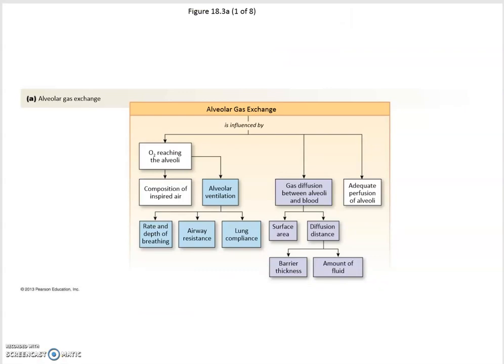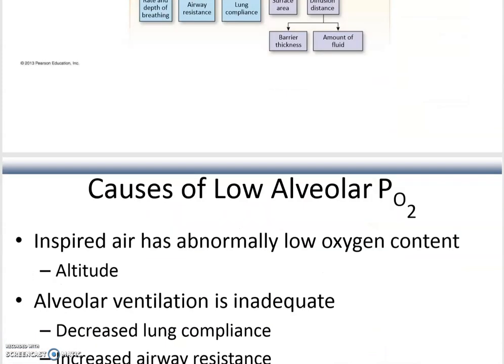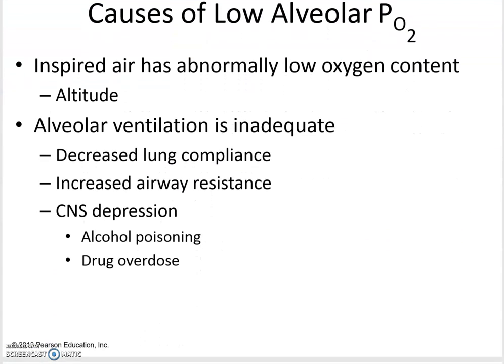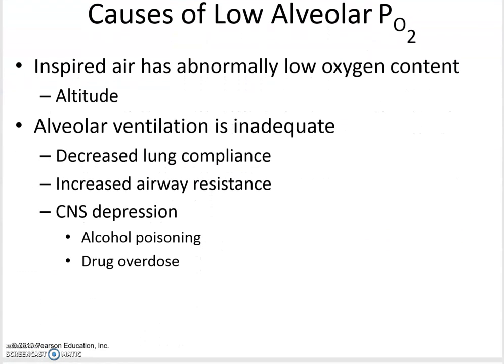Now this figure here summarizes some of the factors that are influencing alveolar gas exchange, and you can take a look at these. A lot of them are physical things like lung compliance, airway resistance, physical barrier resistance, thickness, and such things. So, causes of a low alveolar partial pressure of oxygen.